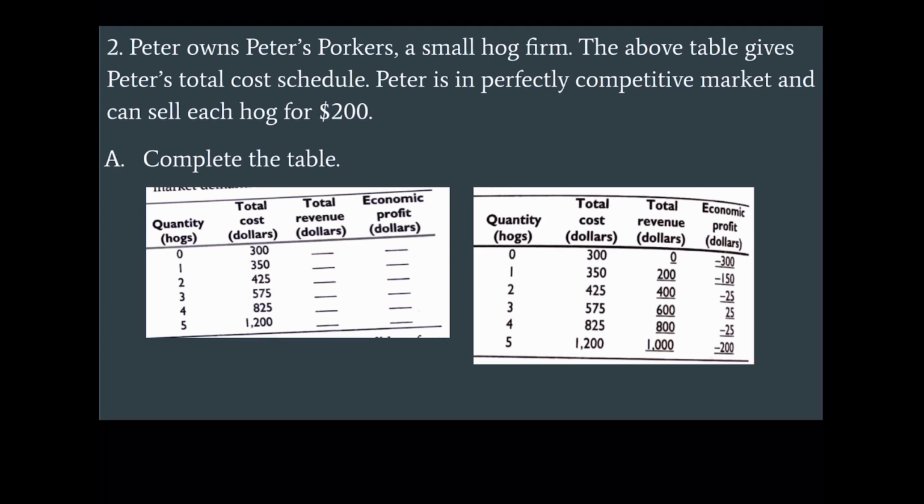Peter owns Peter Porkers, a small hog farm. The above table gives Peter's total cost schedule. Peter is in a perfectly competitive market and can sell each hog for $200. Complete the table. You can see the table we just completed.